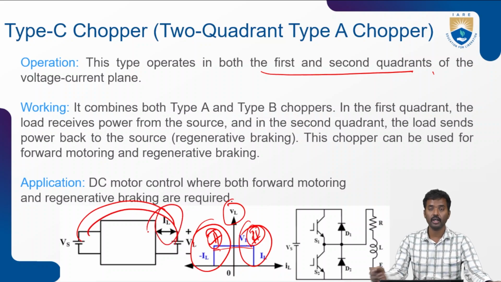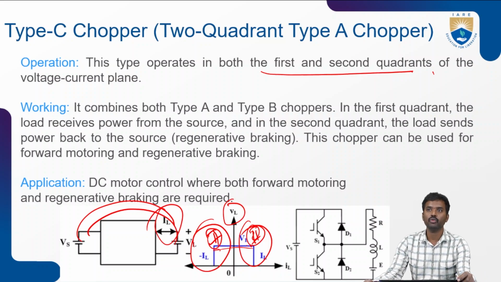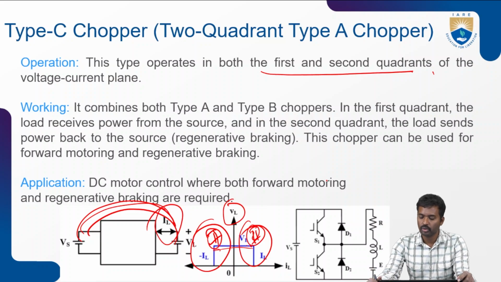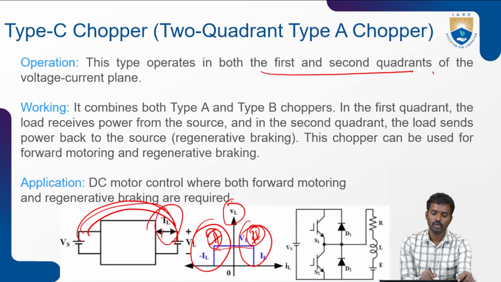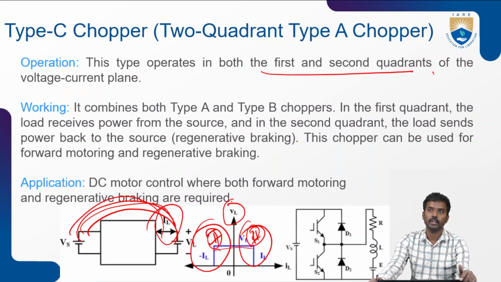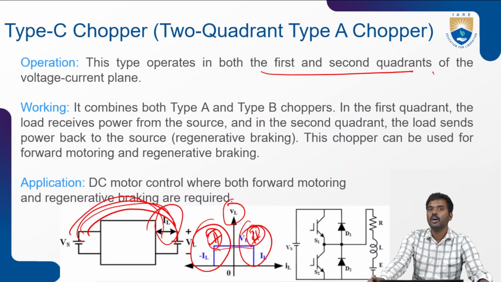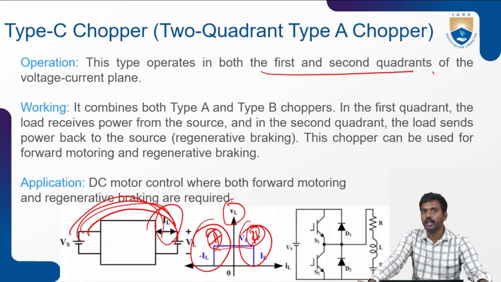So this is bidirectional current. Now here in the first quadrant chopper, the load receives the power from the source, and in the second quadrant chopper, the load sends the power back to the source, that is regenerative braking. So this chopper can be used in forward motoring and regenerative braking. So what are the applications here? DC motor control, where both forward motoring and regenerative braking are required.